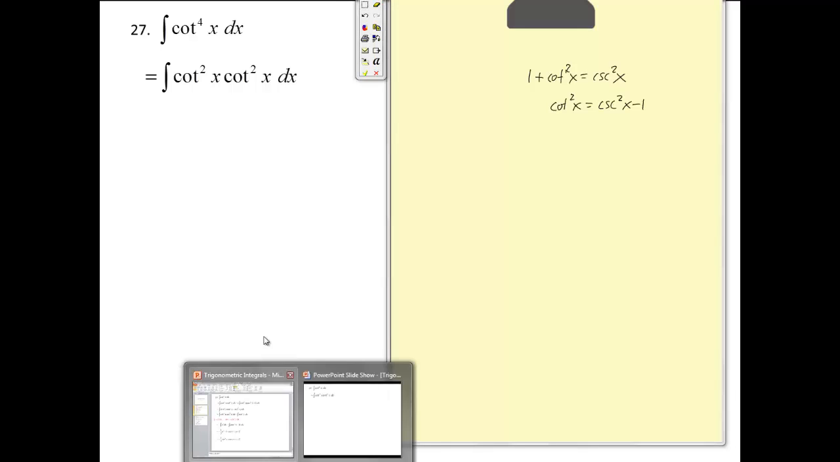Continuing on, there, I did the substitution, cosecant squared x minus 1 for the cotangent squared. In my next step, you just distribute the cotangent squared. There's your cotangent squared getting distributed. Then I will split it into two separate integrals, and I'll actually show that step. At this point, I think we're set up for a u substitution.